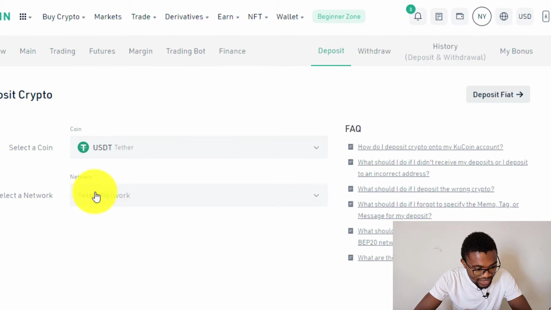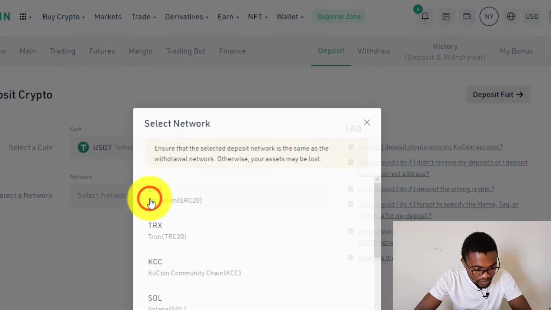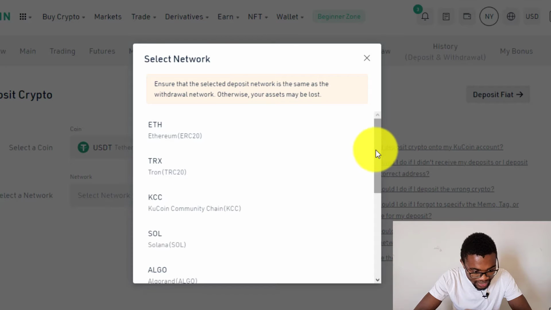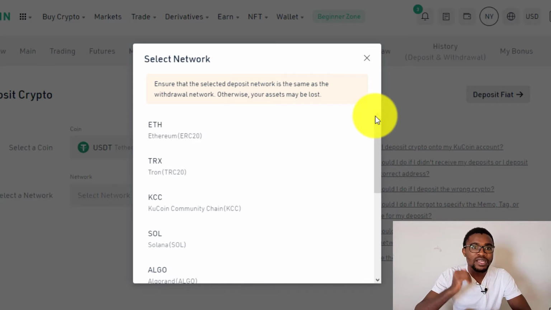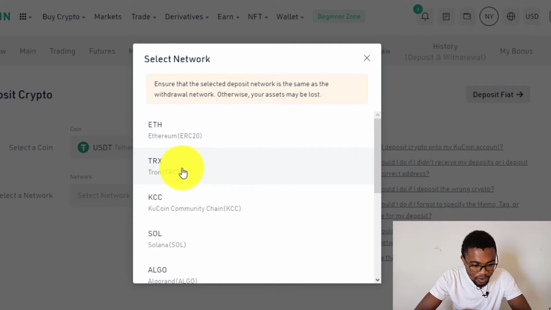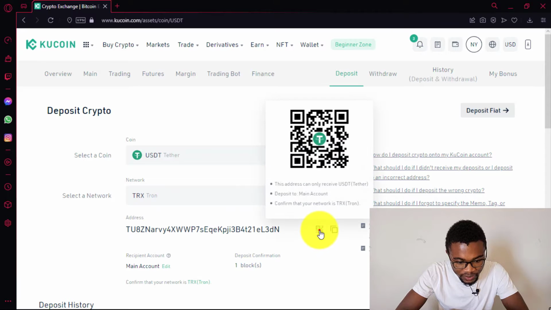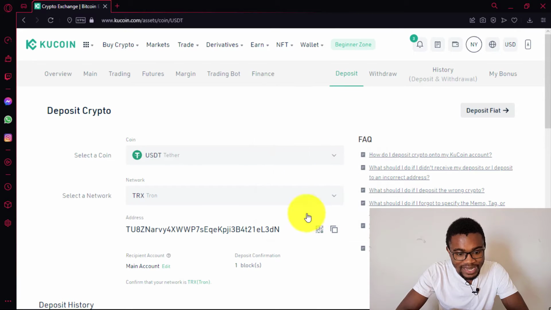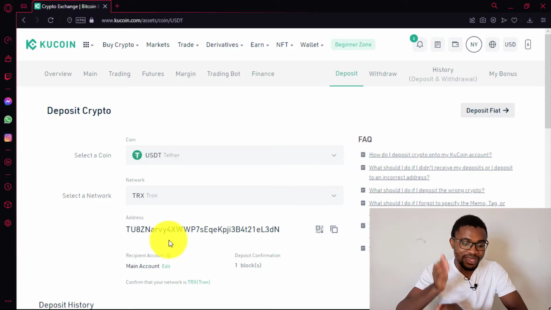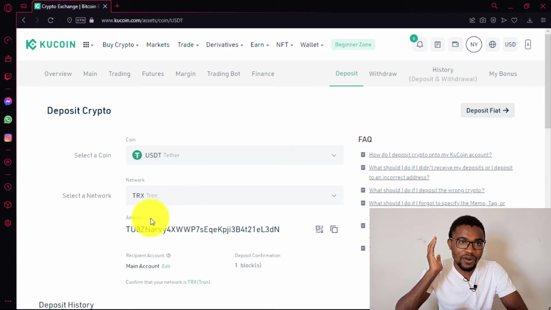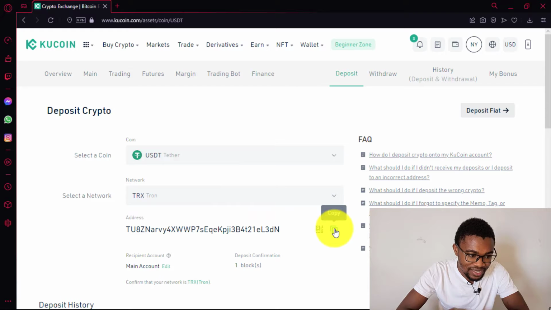Then you need to select the network you opt to use. You can choose any of these depending on the network of the crypto exchange you are transferring cryptocurrencies from. So we'll go with Tron since it's the most common one. Then you'll be provided with a crypto address. You just need to copy this address, or you can use the QR code to scan it so that you can transfer money through this address to your Kucoin account. This is how you deposit cryptocurrencies to your Kucoin account.